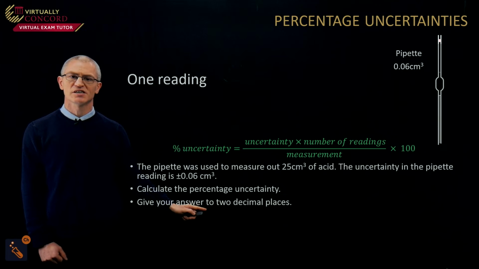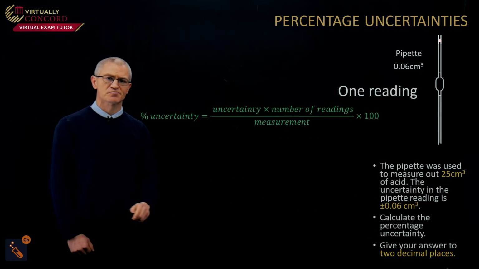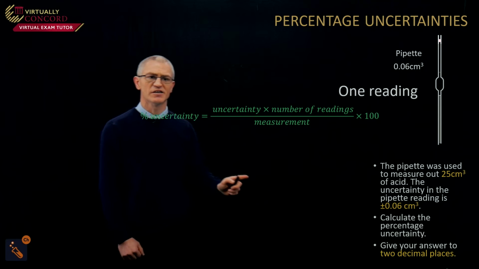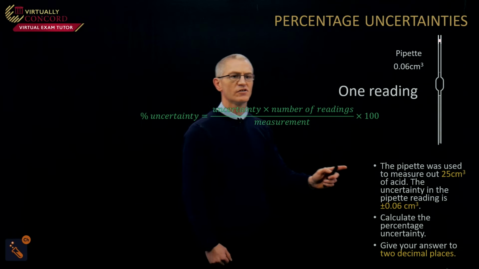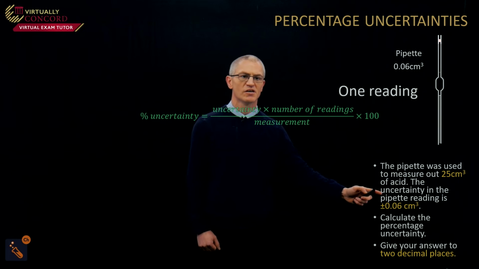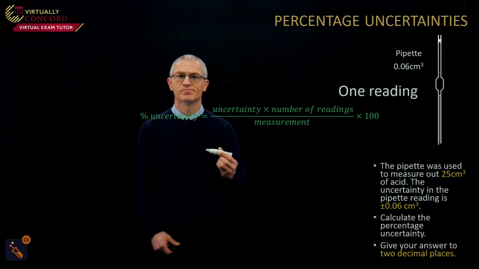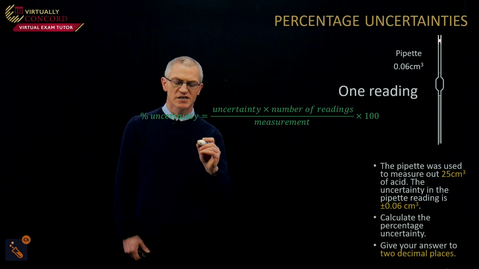Really important here, it says give the answer to 2 decimal places. Let's get that out of the way, and let's actually do our calculation. Notice if you look over here, you can see that everything that we're going to use is highlighted in orange. So we've got 25 centimetres cubed as our measurement, and we've got our uncertainty of 0.06, and it's to 2 decimal places. So all we have to do then is go, right, we are going to calculate.